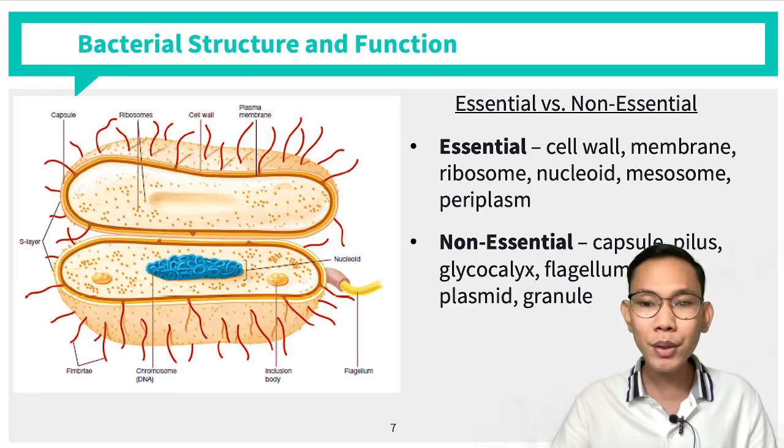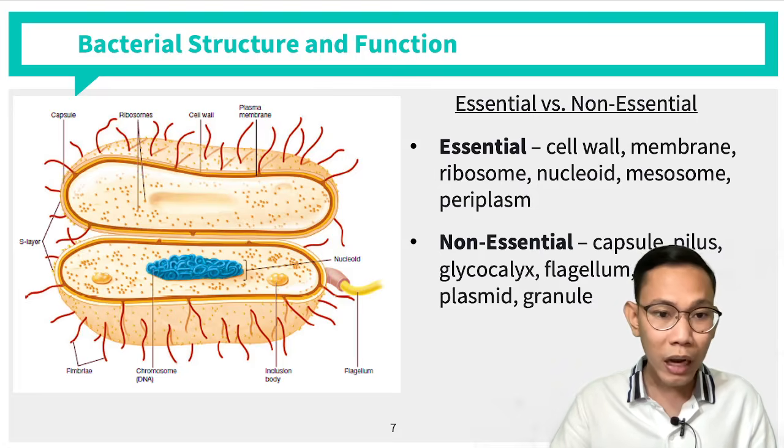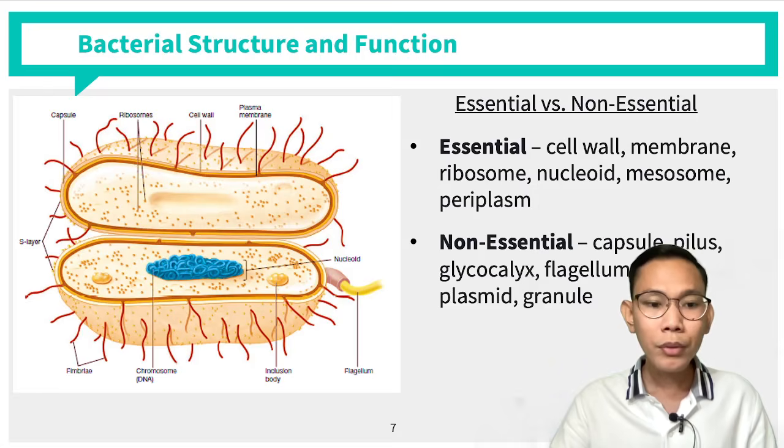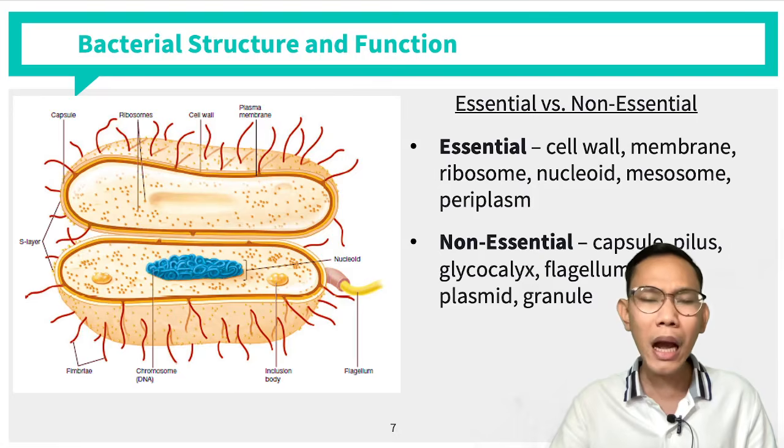For example, capsule. Let's see where the capsule is. So this one, the outer area, your capsule. Your capsule actually inhibits phagocytosis. Therefore, an infection can easily spread. What else? Your spore or your endospore. Your spore can survive inclement environmental conditions or toxic conditions. That's the action of your spore.